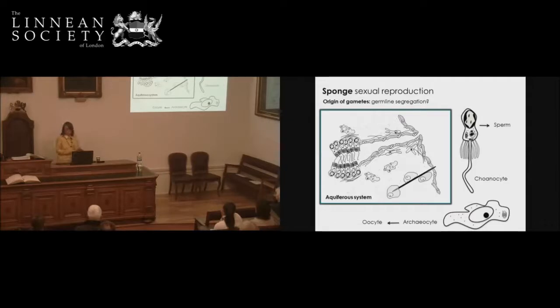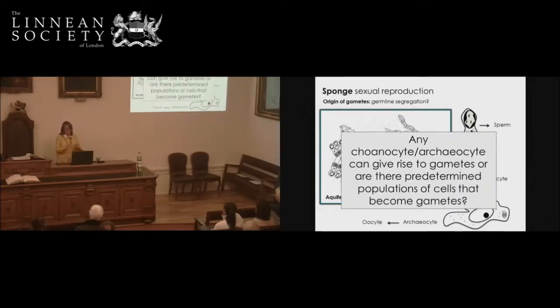But how do they decide that they want to make gametes, or how do they decide this? So can any choanocyte or archeocyte actually give rise to gametes, or are there predetermined populations of cells that will become gametes and they're not doing anything else? This is something that actually we don't know in sponges, but even though it's very difficult to track the fate of the cells in sponges, we have other ways.